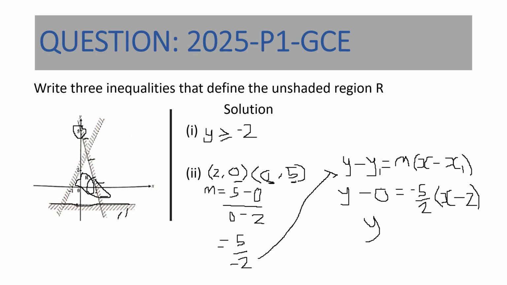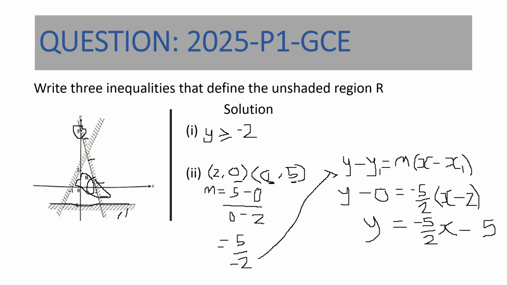Okay, equals negative 5 over 2 multiplied by x is negative 5 over 2 x. Then negative 5 over 2 times negative 2 gives us positive 5. Then finally, having done this, you have made y the subject. So the key here is to make y the subject of the formula.